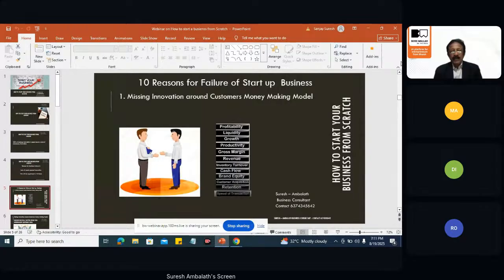So the first point is missing innovation around the customers' money-making model. Normally, whenever any person starts a business, we think about our business growth or our profit: how I can grow my business, how I can make profit, what strategy I have to use. We never think from the customer's side. There is a saying, if you want to be peaceful, you have to make your neighbors happy. If you irritate your neighbor, he will not allow you to sleep peacefully. Like that, in business also, if you make your customer comfortable, your business will grow. So always think how your customer can benefit in the business.